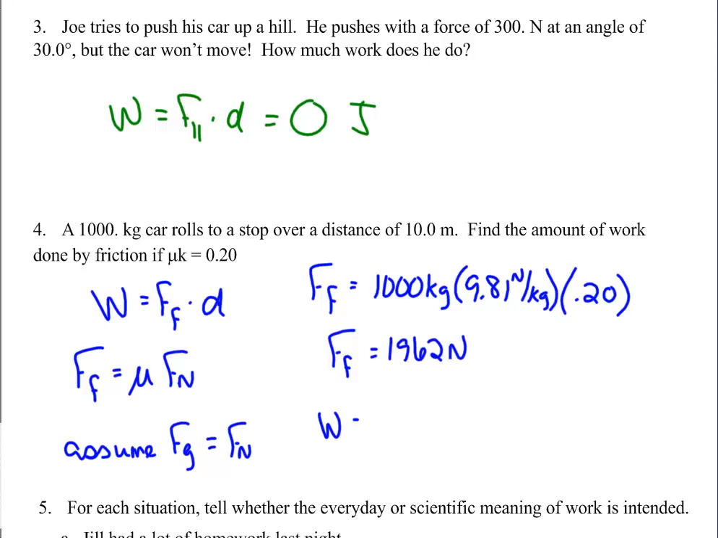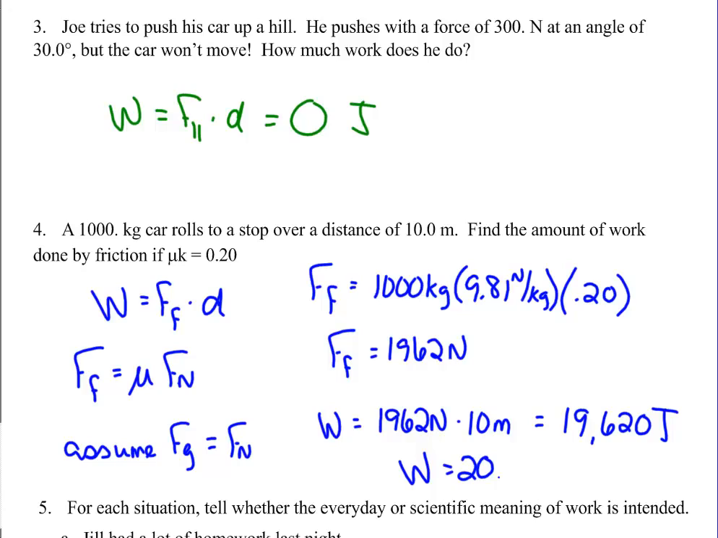So the work is going to be that, 1962 newtons, we'll get to sig figs later, times 10 meters, 19,620 joules. Okay, look back, I have 3 sig figs, 4 sig figs, 2 sig figs, so my work in this case is 20,000 joules.